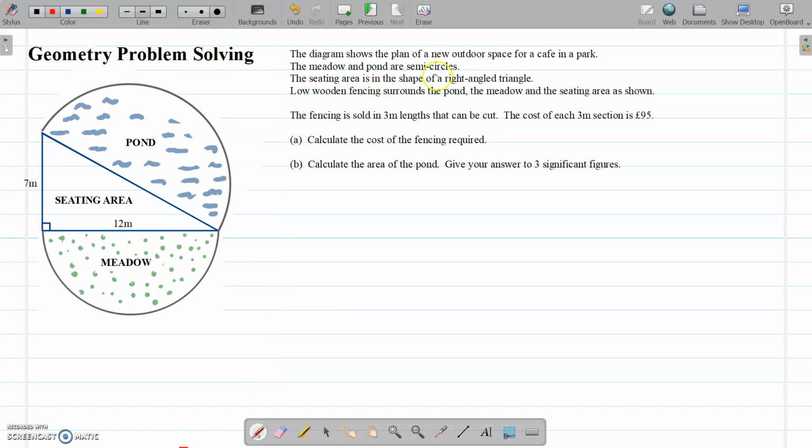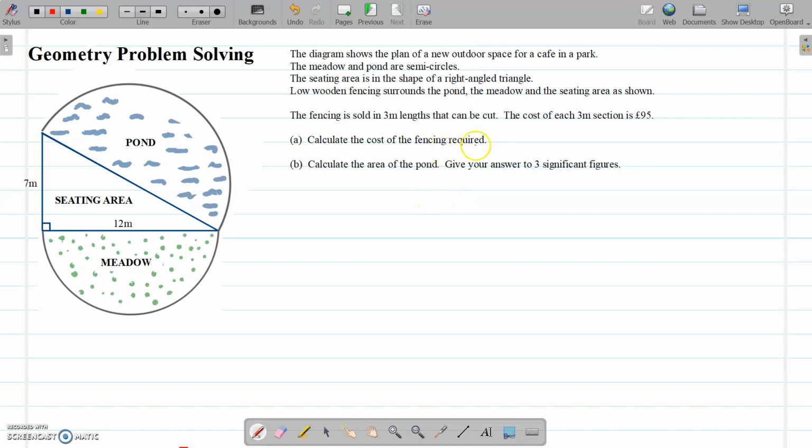The diagram shows the plan of a new outdoor seating area space for a cafe in a park. The meadow and pond are semicircles, and the seating area is in the shape of a right-angled triangle. Low wooden fencing surrounds the pond, the meadow, and the seating area as shown. So basically you can assume all the lines drawn on the diagram are fences. Calculate the cost of the fencing required.